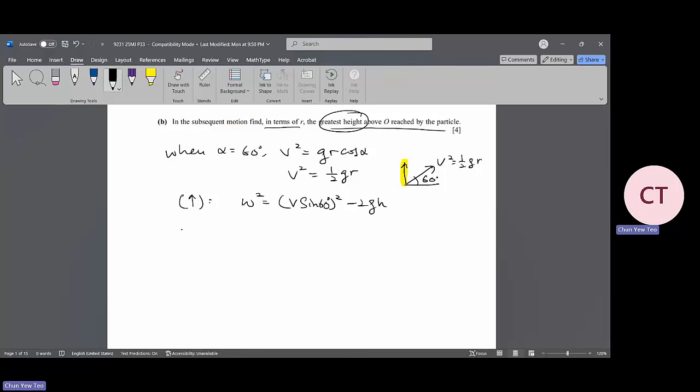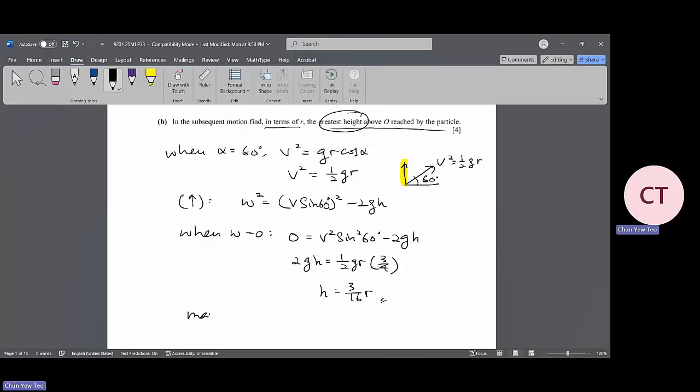So when you reach the maximum height, you have 0 equals V square sine square 60 minus 2gh. So what is V square? The 2gh will be equal to the V square, which we know just now is a half gR. Then sine square 60 is 3 over 4. So the g and g cancel. You have h is actually 3 over 16 R.